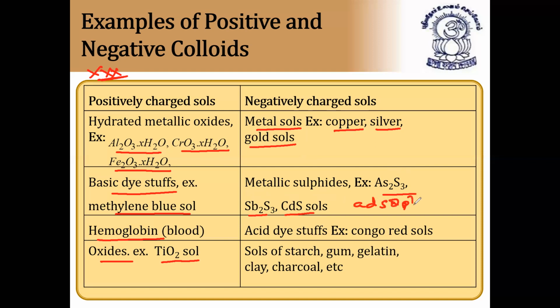Due to adsorption of sulfide ions, the metallic salts are negatively charged. Metallic sulfide salts are negatively charged. Acidic dyestuffs, example, congo red, are also negatively charged salts. Basic dyestuffs are positively charged salts, and acidic dyestuffs are negatively charged salts.